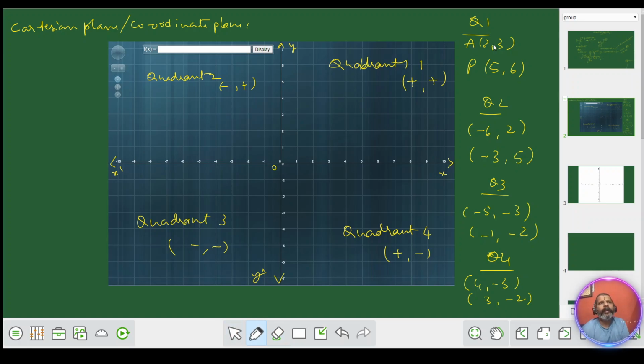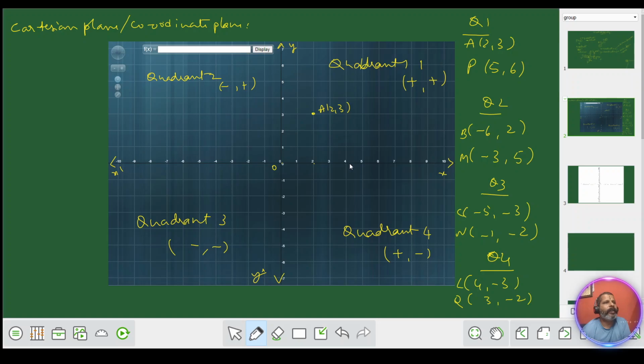Let's see. A of 2 comma 3. I'll give the names here: B, M, C, N, L, Q. A of 2 comma 3 means x coordinate is 2 and y coordinate is 3. Means A is 2 units far from the y axis and 3 units far from the x axis. That is the meaning. So here, A of 2 comma 3.